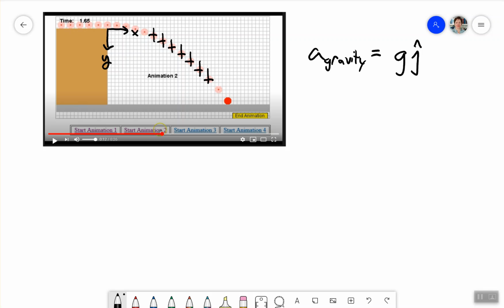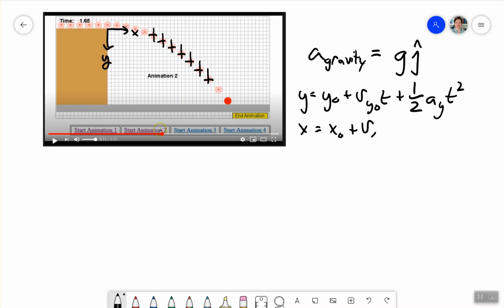And that makes sense because what we have for kinematic equations is that y is equal to y naught plus v y naught t plus 1/2 a y t squared, and x is equal to x naught plus v x naught t plus, well, 1/2 ax, but for gravity that's just 0 t squared, and in the y direction it's just g. It's just g.